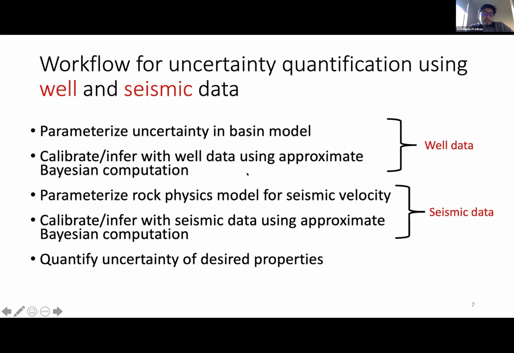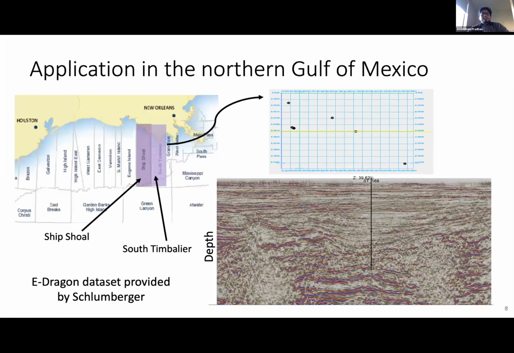For doing the Monte Carlo inference, we are using a specific technique called approximate Bayesian computation. I'll talk about that as we progress along. Now, once we've done that, the second part is the seismic data, where again we parameterize the uncertainty on the seismic velocity, and then finally we calibrate or infer with seismic data using approximate Bayesian computation. Now, once we've accomplished these two steps for each of our data sets, we can quantify our uncertainty on the desired properties.